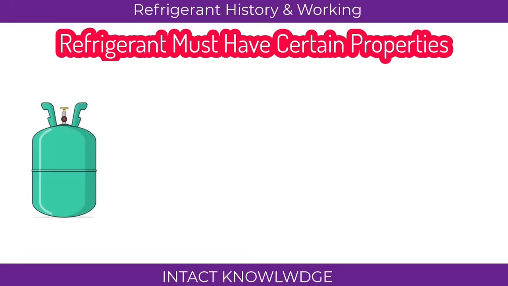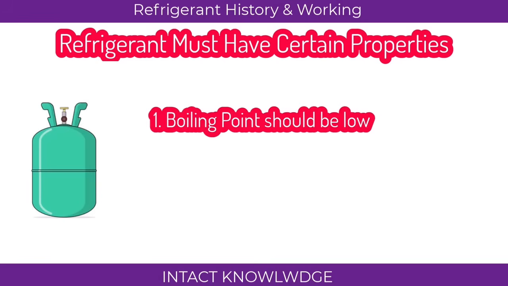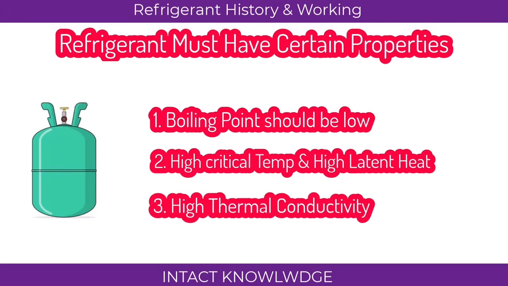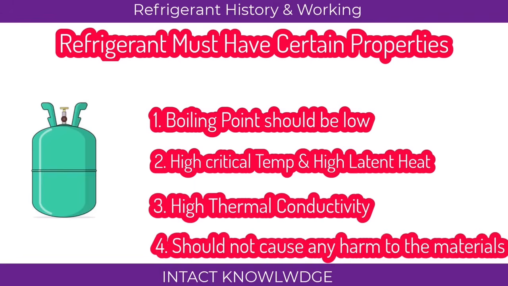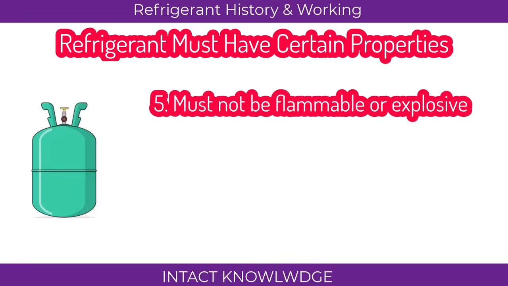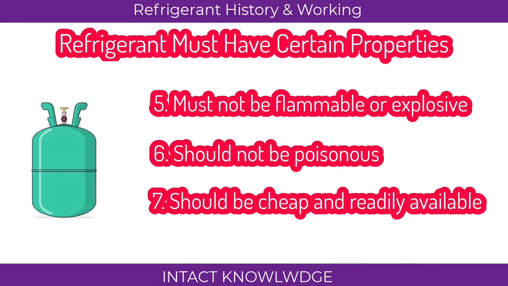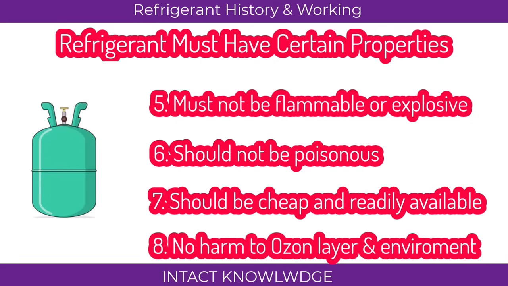A refrigerant must have certain properties. Its important properties are: boiling point should be low. There should be high critical temperature and high latent heat. There should be high thermal conductivity. Should not cause any harm to the materials. Must not be flammable or explosive. Should not be poisonous. Should be cheap and readily available. There should be no harm to the ozone layer and the environment.